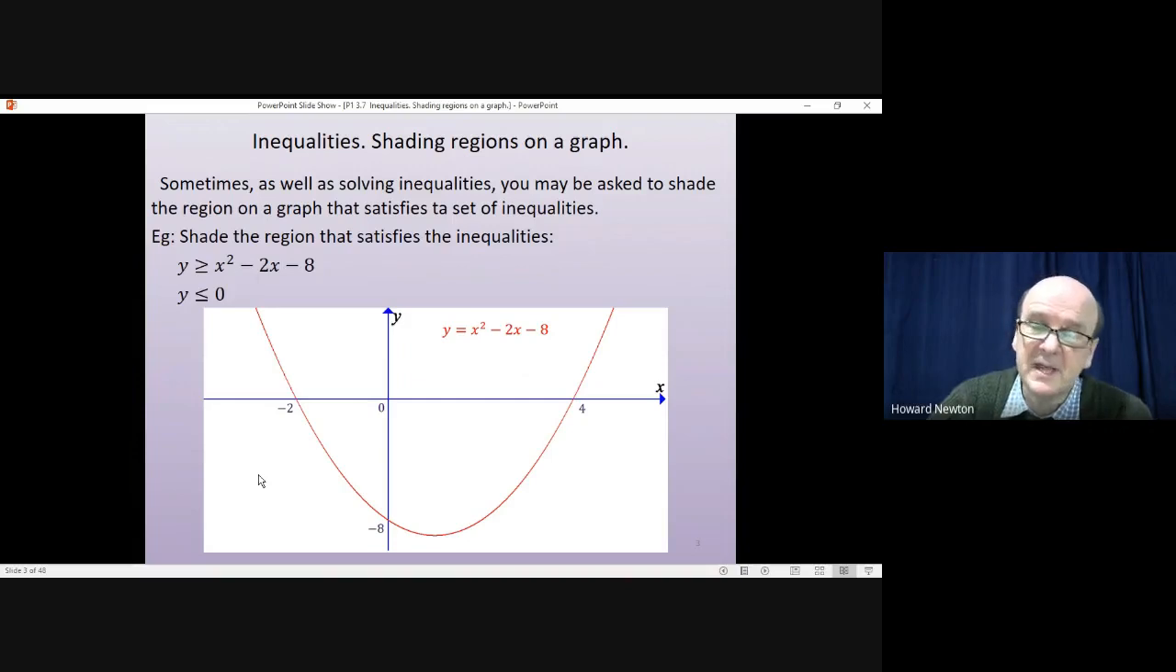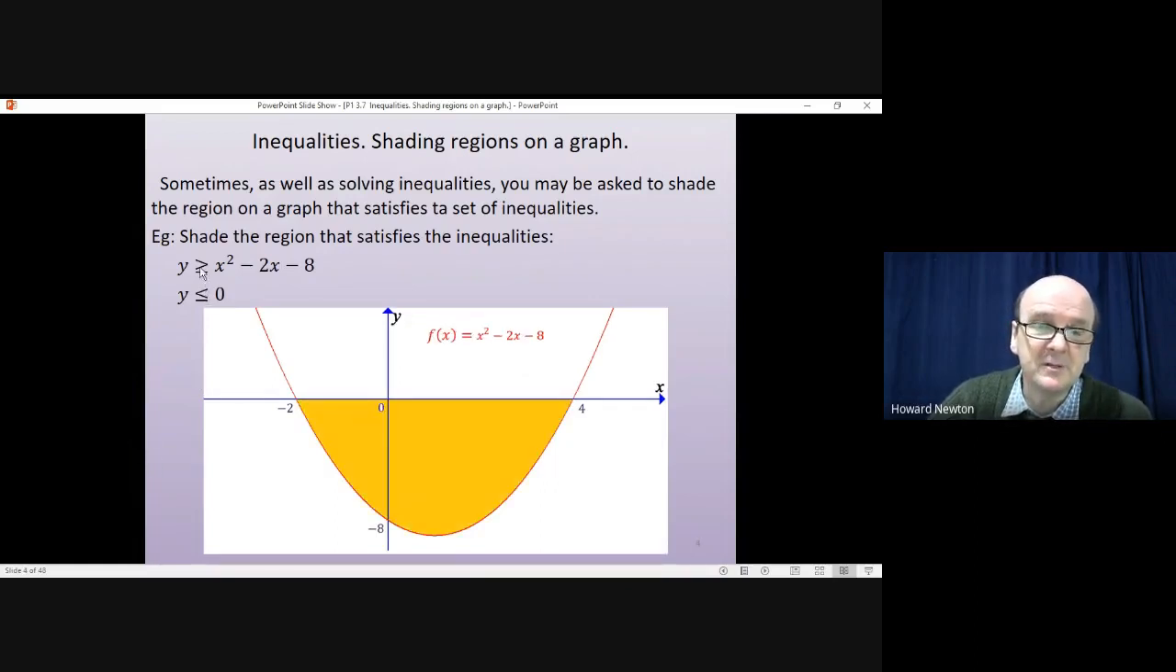Then you just need to read carefully what you're being asked to do. So we're asked to shade the region where y is bigger than the quadratic, that means above the quadratic, and where y is less than the x-axis, that means below the x-axis. So the region above the quadratic, but below the x-axis, which will be that region.